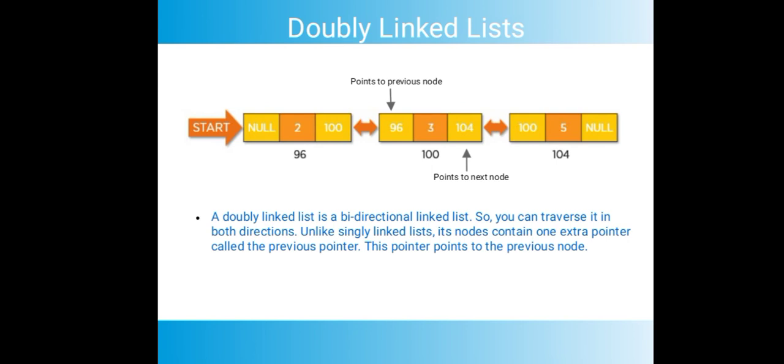Next one is doubly linked list. A doubly linked list is a bidirectional linked list. In bidirectional, you can traverse in both directions, backward or forward. Here you can see one additional pointer before the data field. This pointer is used to point to the previous node, as in a doubly linked list we can traverse in both directions, and another pointer next to the data field points to the next node.